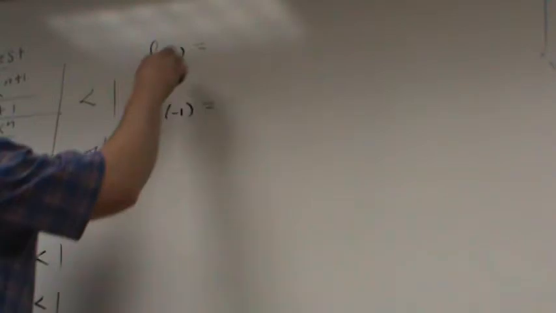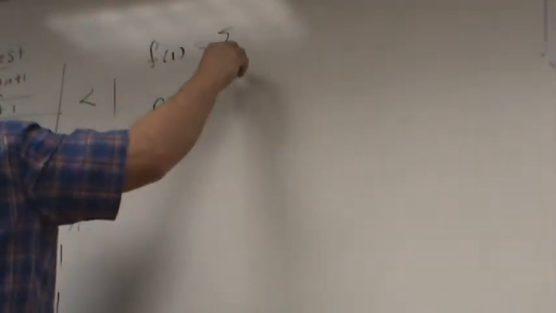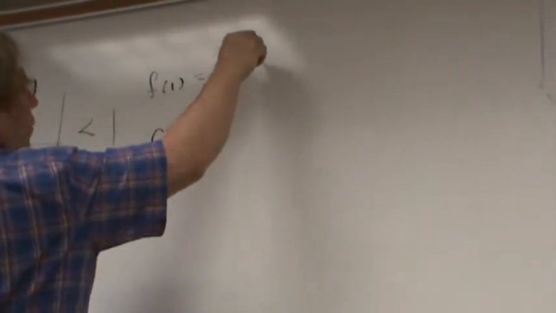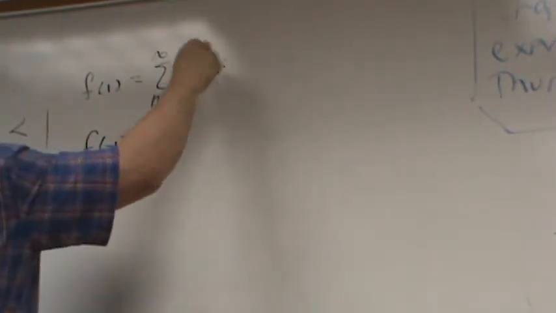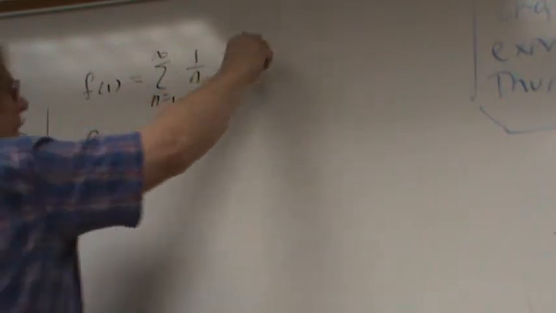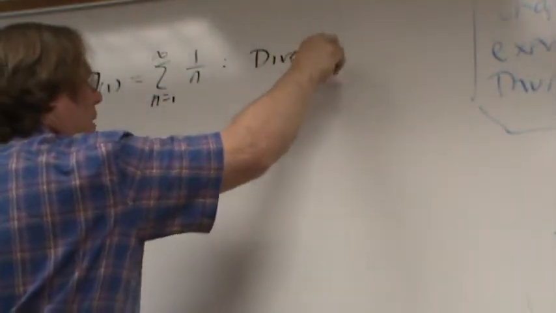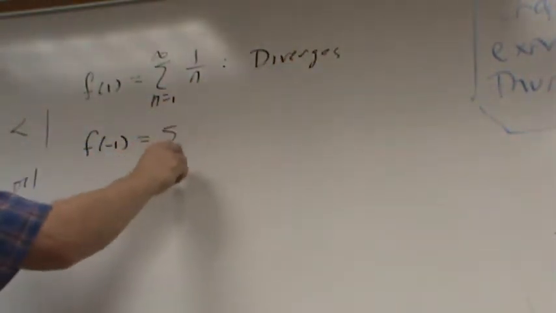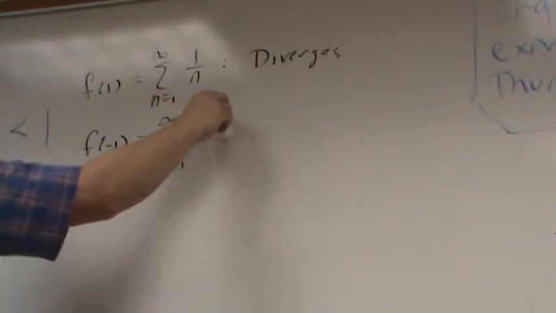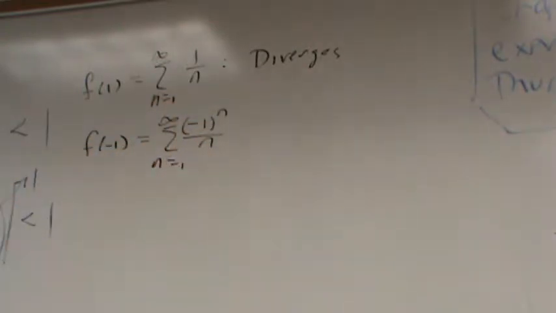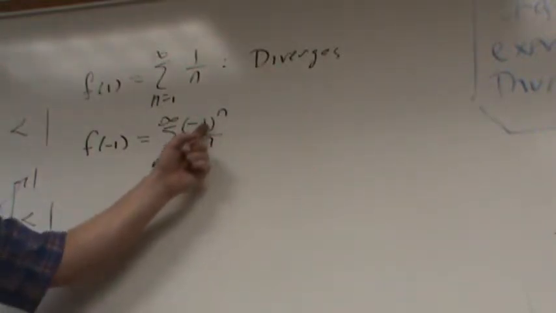So when you plug in 1, I end up with the sum from 1 to infinity of 1 over n. Tell me, does that series converge or diverge? Sure, it diverges. It's the divergent harmonic series. Or I can plug in negative 1, the sum of negative 1 to the n over n. Does that guy converge or diverge? Why do you say it converges? Thank you, because it's an alternating series.